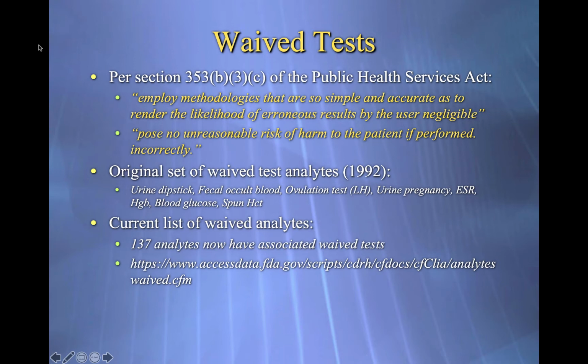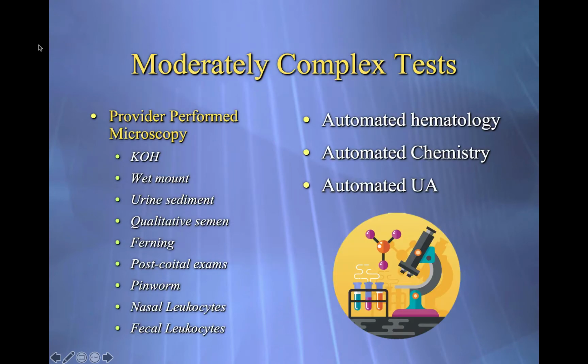I would argue that in expanding that list, we have dropped off the second requirement for waived tests, that they pose no unreasonable risk of harm to the patient if performed incorrectly. Some of these tests, if you did them wrong, I would argue actually could significantly hurt a patient, whether you got a false positive or false negative. And so for whatever reasons, the FDA, political pressure, whatever, has expanded the list of analytes, and we now have lots of waived tests. Okay, moderately complex tests. We've already mentioned provider-performed microscopy.